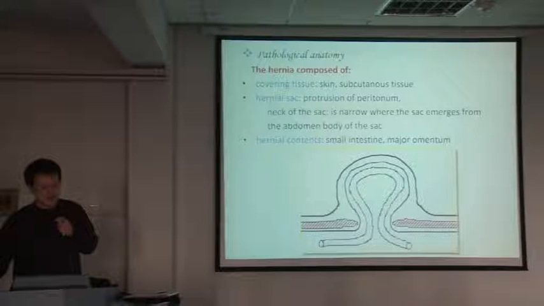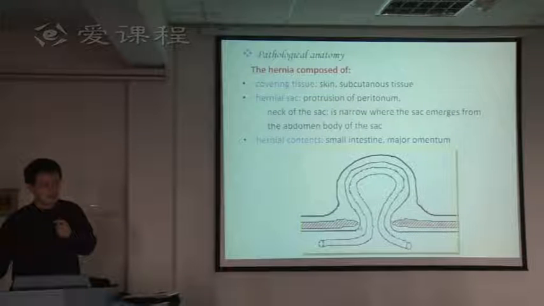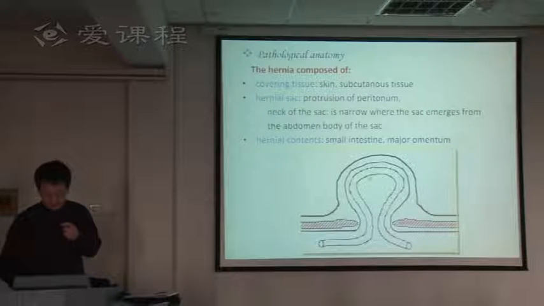Another term is the hernia sac. The hernial sac contains the contents of the hernia. Usually it's the intestine, and here is the peritoneum. The peritoneum will protrude together with the intestine, and then this is like skin, superficial fascia. Here we call this the neck of the sac, the neck of the hernia. This is the content of the hernia. So this is an illustration.